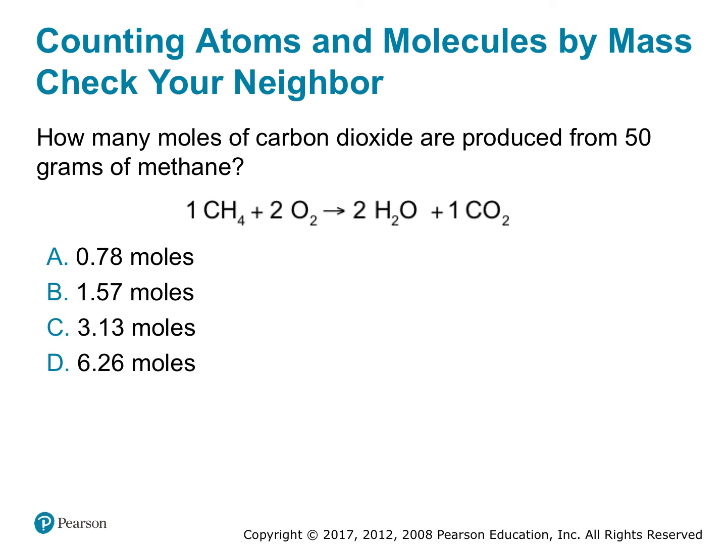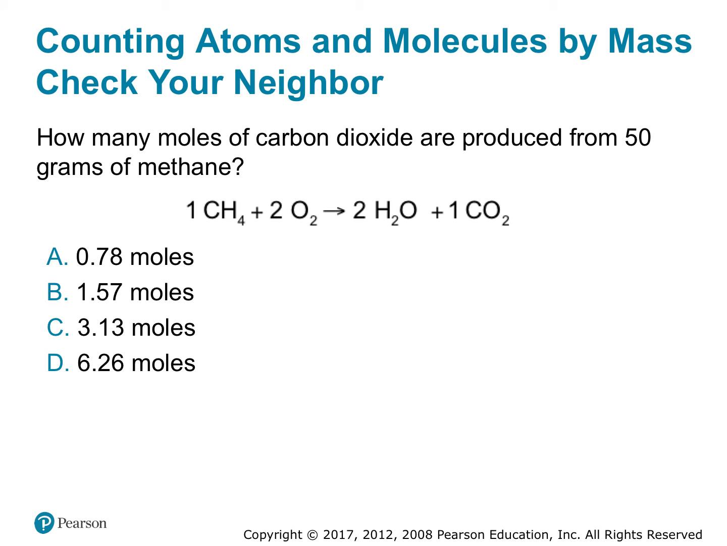How many moles of carbon dioxide, this is the carbon dioxide, how many moles of carbon dioxide are produced from 50 grams of methane? So we know in this reaction we've got 1 mole of methane plus 2 moles of O2 gives us 2 moles of water plus 1 mole of carbon dioxide. And so for every mole of methane that is input into the reaction, you end up with 1 mole of carbon dioxide output from the reaction. So all we really need to do is figure out how many moles there are in 50 grams of methane.